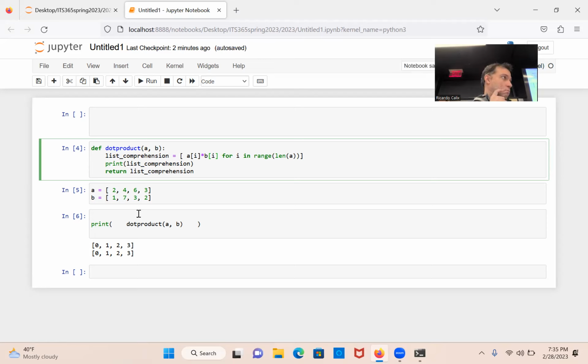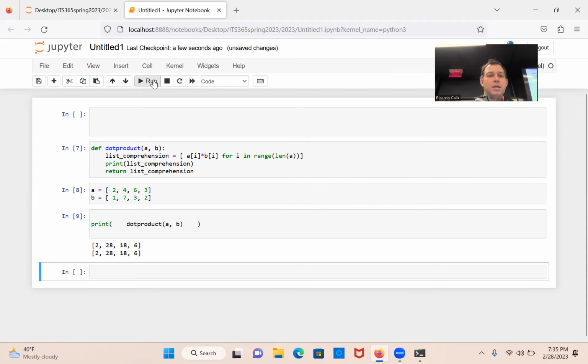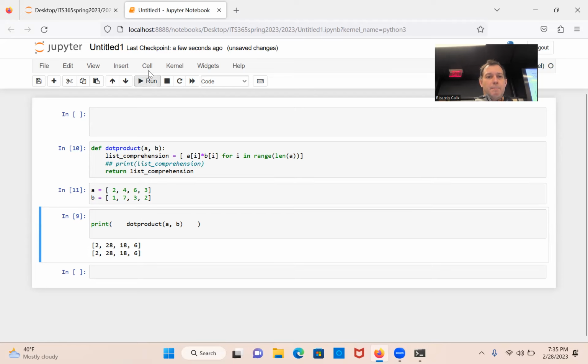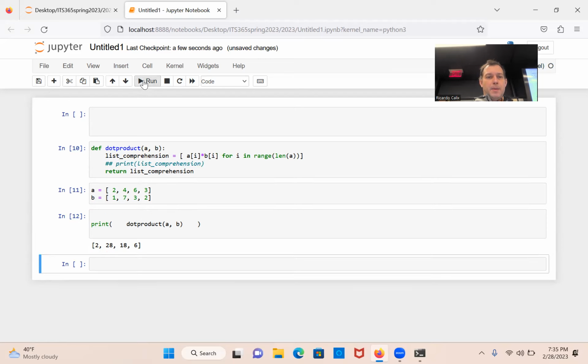Now we need to add them, right? So to add them up, actually let's run this one here first. So I'm going to do that. It'll work. We don't actually need to print since I'm printing twice. So let's do that. Did it work? So it's 2, 28, 18 and 6, right? Yeah, so it's doing the multiplication correctly. Any questions on that part?